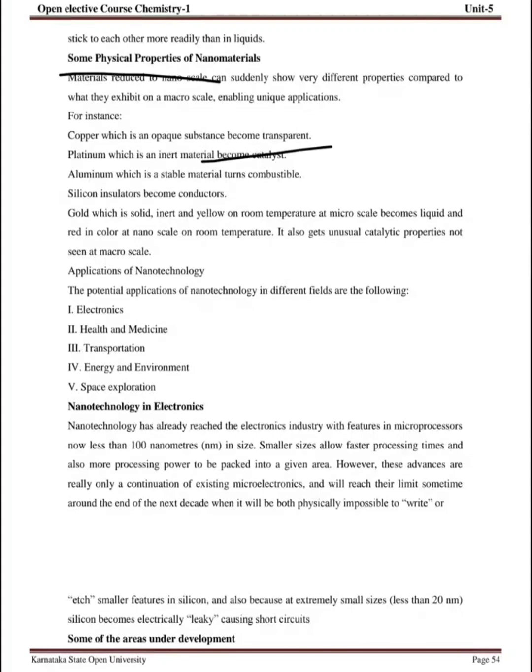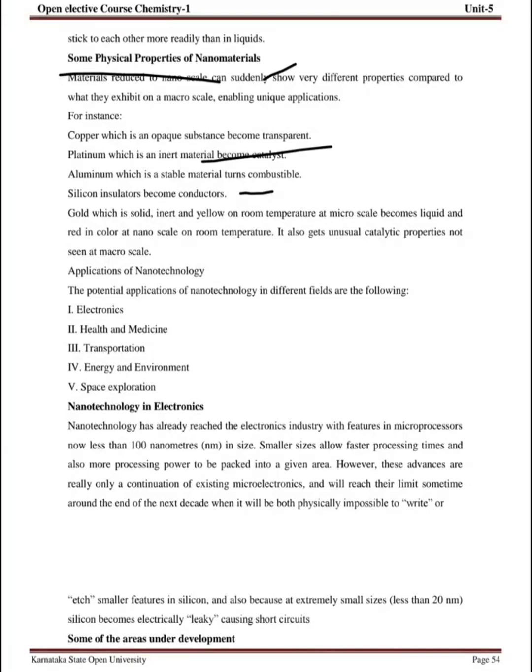It may also act as a catalyst. Catalysts increase or decrease the rate of the reaction. It is helpful for the completion of the reaction. So catalysts are used, and aluminum, which is a stable material, turns into combustible when it is converted into nano size. So silicon insulators become conductors.